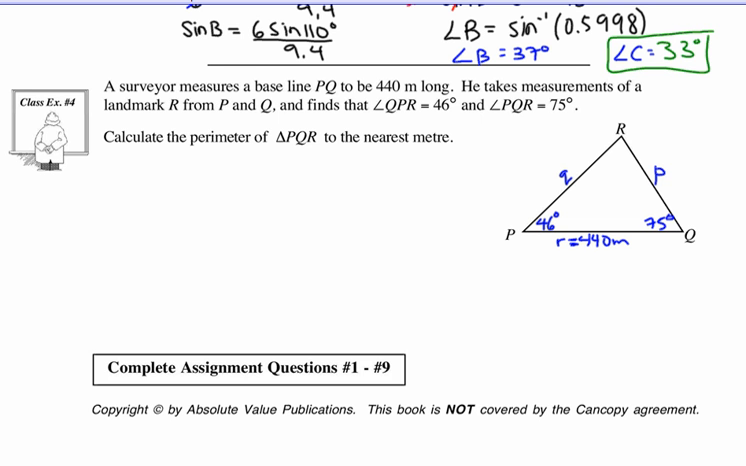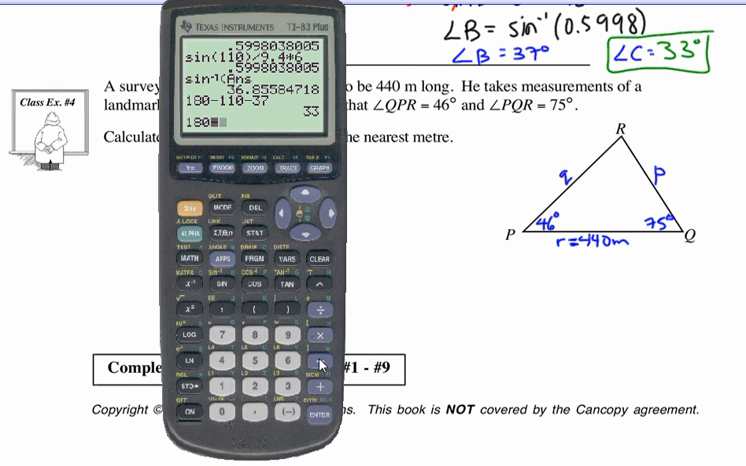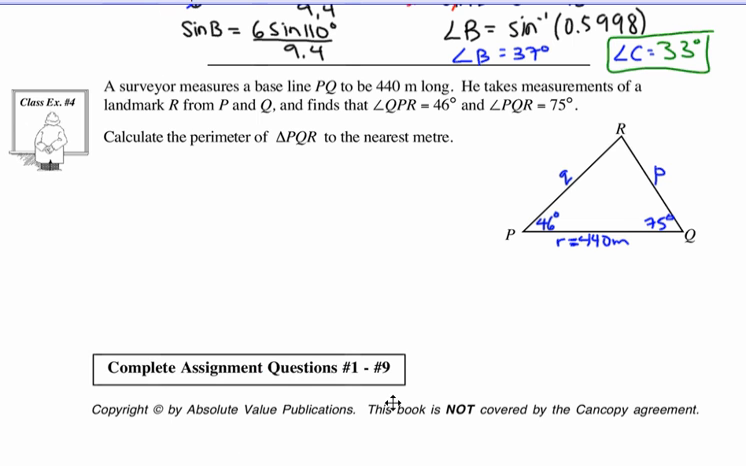Well, we need to know at least an angle on its opposite side. I only know the side r, so that means I need to know angle R. Because we know the other two angles, we can solve quite easily for that angle. 180 minus 46 minus 75 gives us 59 degrees. So now I know an angle on its side, and we can go ahead and solve for side q or side p, but we're going to have to find both. So let's start with side q.